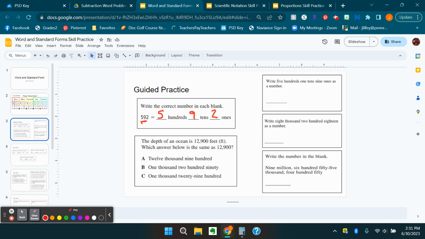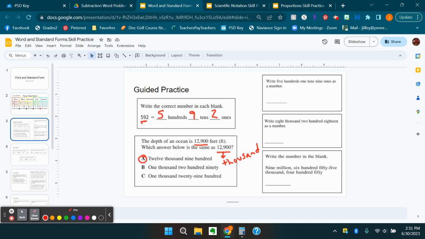The next example says the depth of an ocean is 12,900 feet. Which answer below is the same as 12,900? If you can read this number out loud to yourself or whisper it out loud to yourself, that will be really helpful. But the other thing you want to notice is right where that comma is, that's where we're plugging in the name of that group, which is the thousands group. Right? So 12,900. And we just need to match that up with the words.